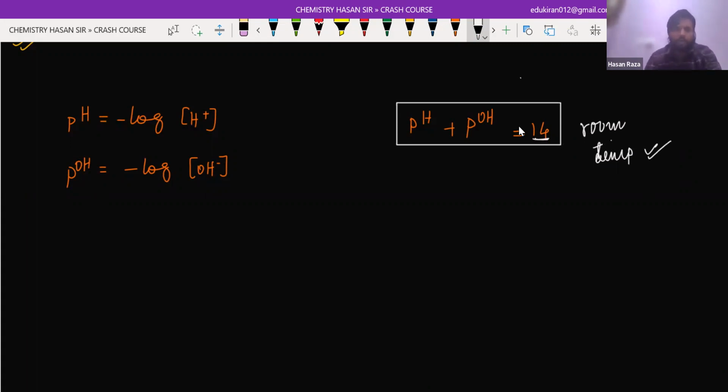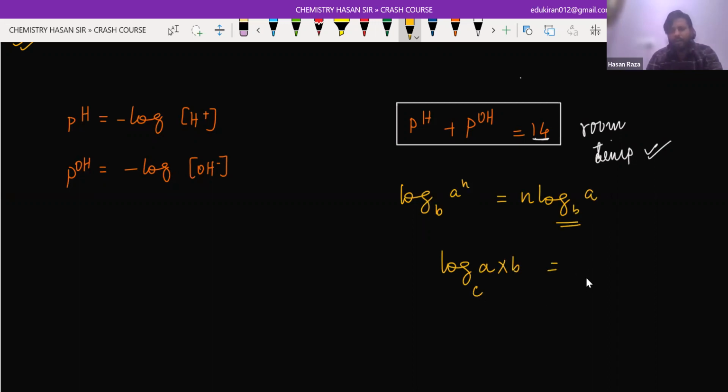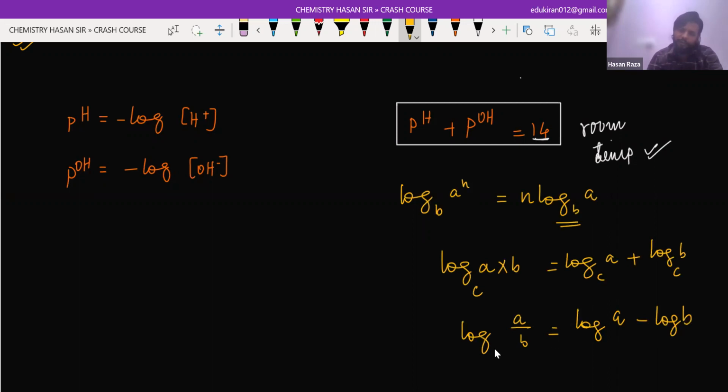This is very important. Everyone is aware of the basic logs, like log of A raised to the power n to the base b. What will be the value of this? n log A to the base b, right? Yes, sir. And if you have log of A into B to the base C, it will be written as log A plus log B, right? And log of A upon B will be written as log A minus log B. Is that clear?